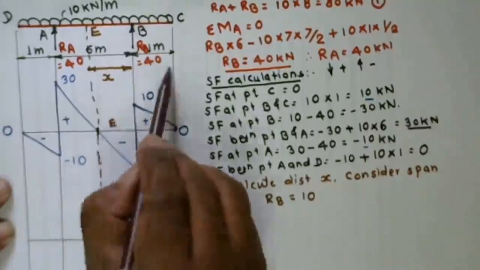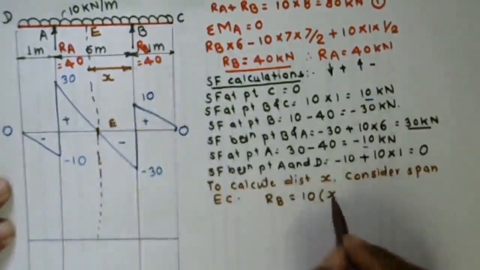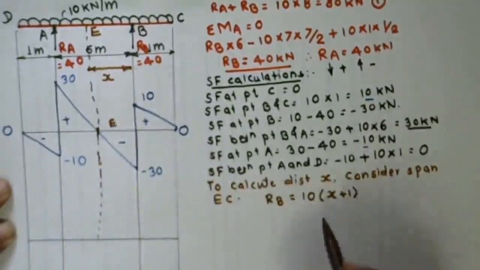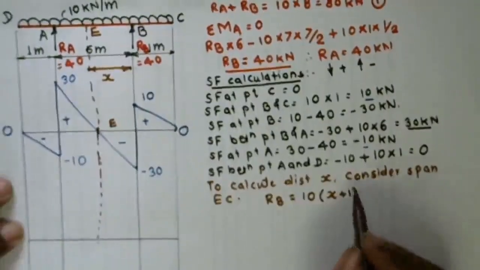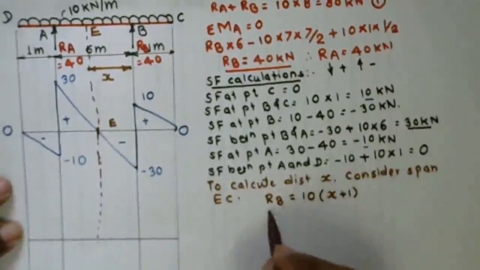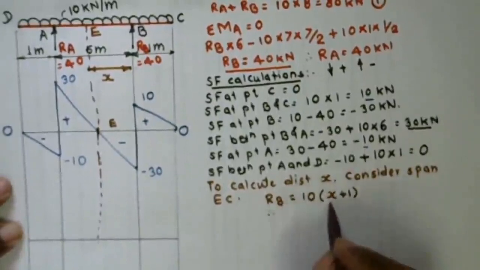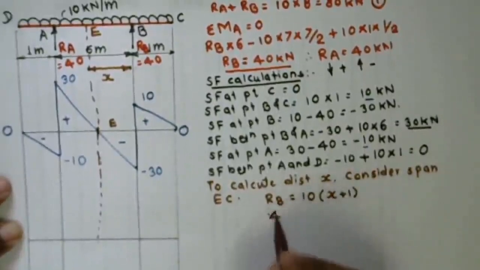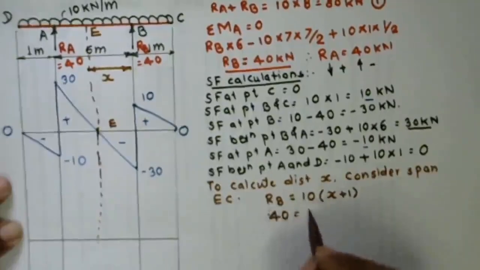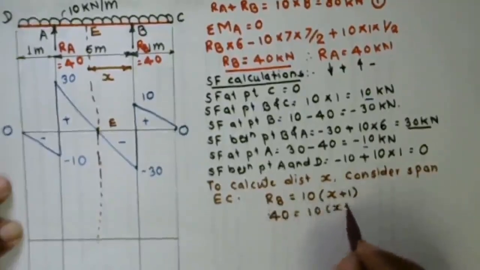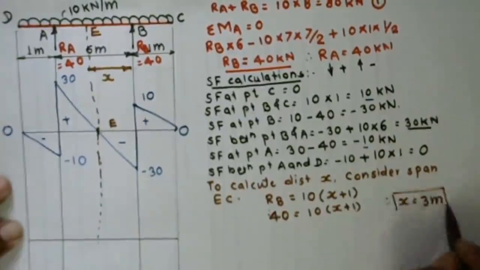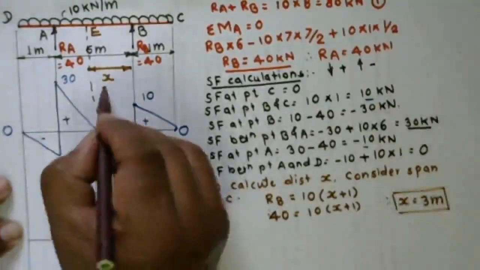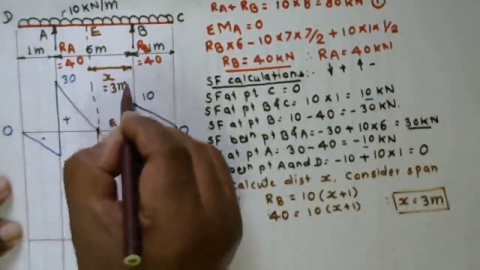This is x plus 1 meter. So 10 in bracket x plus 1 meter. This is the UDL rate and its span. So after solving this you will get the value of x. Now RB is equal to 40 is equal to 10 times (x plus 1), therefore x is equal to 3 meter. So this is the position of zero shear force point.